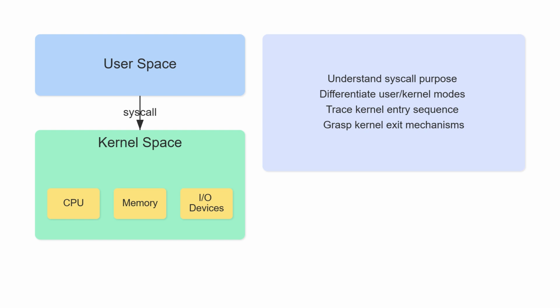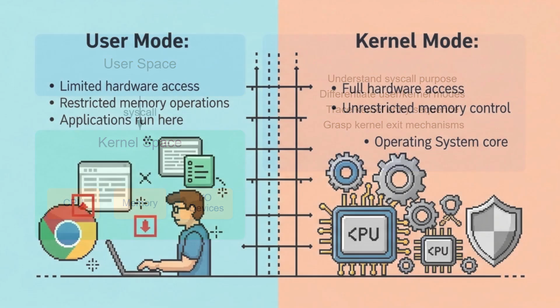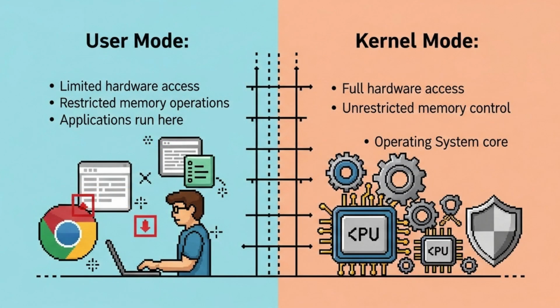By the end of this lesson, you will be able to understand the fundamental purpose and role of the syscall instruction in operating systems, differentiate clearly between user mode and kernel mode, recognizing their security and privilege implications, trace the sequence of events from when a syscall instruction is executed in user space to its entry into the kernel, and finally, grasp the mechanisms by which the kernel safely exits and returns control to the calling user space application.